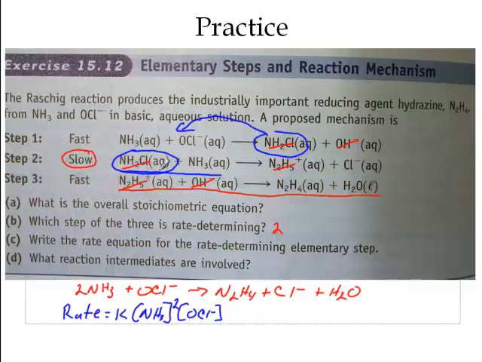Kind of weird because you have to do a little substituting. It'd be really nice if it was just this first one with no intermediates and we could just put NH3 OCl, but it doesn't work that way.